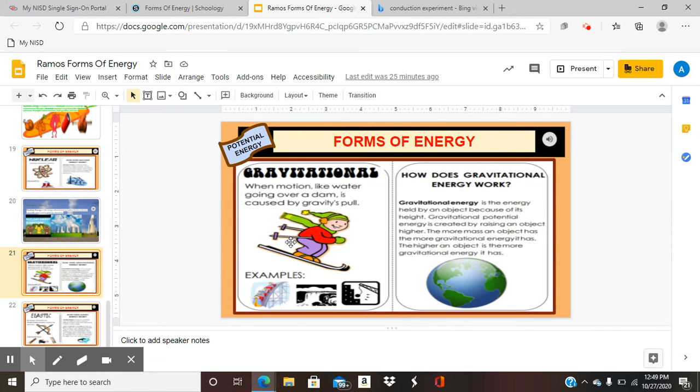Gravitational. Gravitational is when motion like water going over a dam is caused by gravity's pull. So gravitational energy, how does it work? Well, energy held by an object because of its height. Gravitational potential energy is created by raising an object higher. The more mass an object has, the more gravitational energy it has. The higher an object is, the more gravitational energy it has.